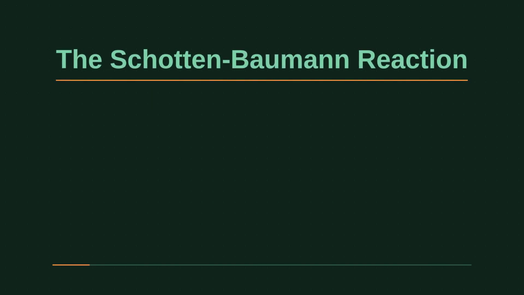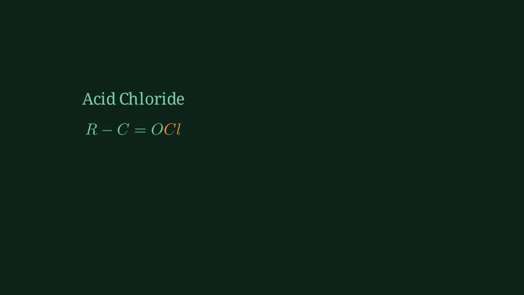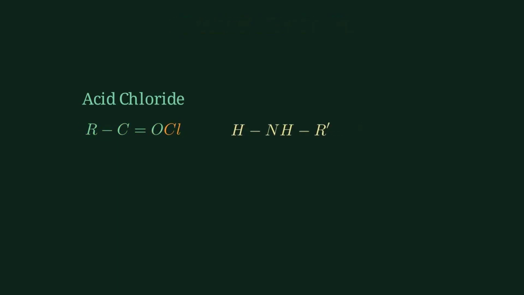The biggest enemy of a fast chemical reaction isn't usually the starting materials. It's the byproduct trying to kill your reagents. Imagine you're trying to couple an amine with an acid chloride to make an amide. This acid chloride is incredibly reactive, which is exactly what we want. But notice what happens the moment they meet.